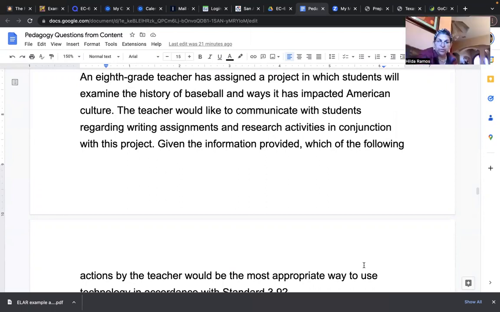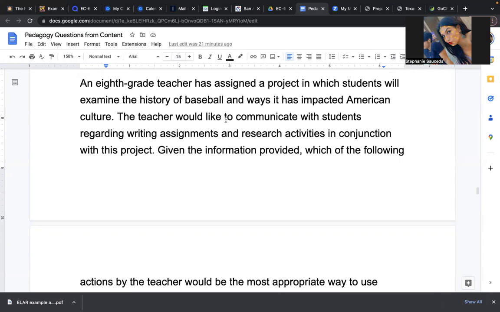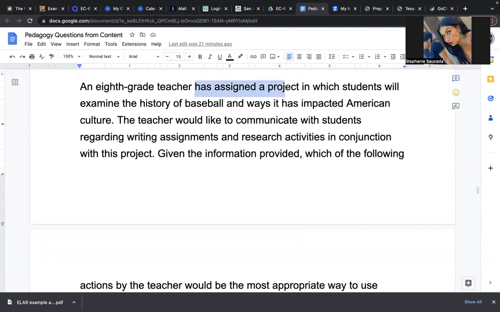Communicate with students regarding writing assignments. She wants to communicate with their students about the assignment and research activities, but also doing it in the most appropriate way. Right. So she's already assigned, and that's the important part. So she has given the assignment. She assigned a project, and the students know what it's about.